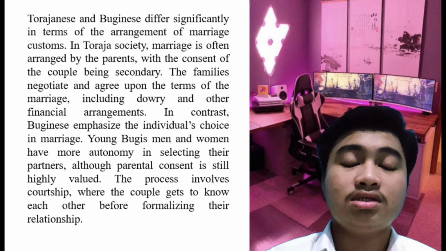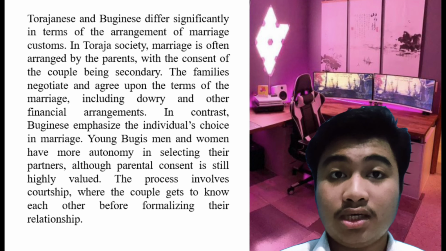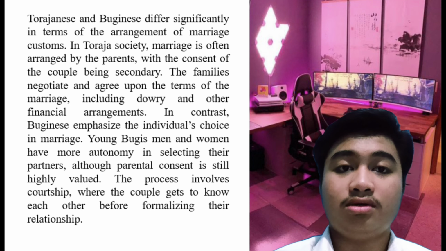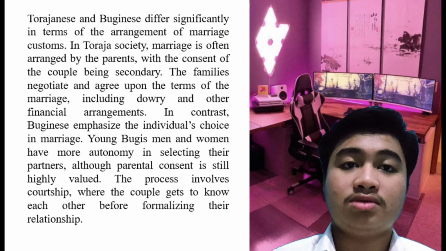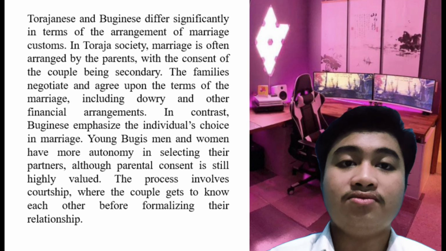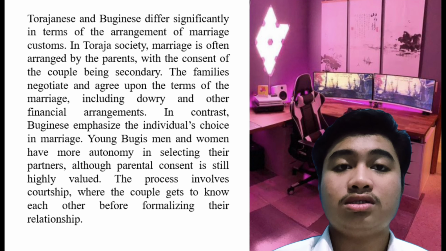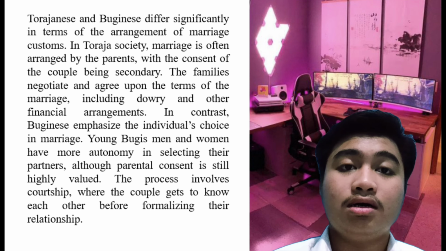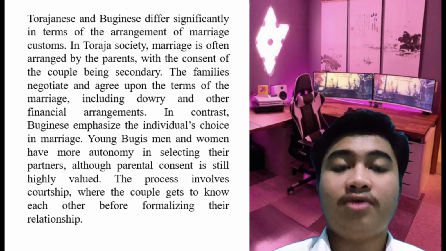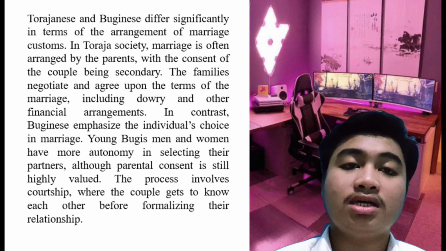First one is Torajanese and Buginese differ significantly in terms of the arrangement of marriage customs. In Toraja society, marriage is often arranged by the parents, with the consent of the couple being secondary. The families negotiate and agree upon the terms of the marriage, including dowry and other financial arrangements. In contrast, Buginese emphasize the individual's choice in marriage. Young Bugis men and women have more autonomy in selecting their partners. Although parental consent is still highly valued, the process involves courtship, where the couple gets to know each other before formalizing their relationship.